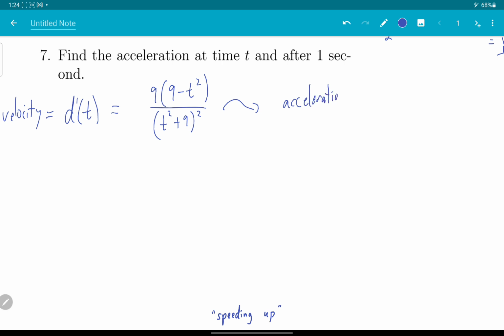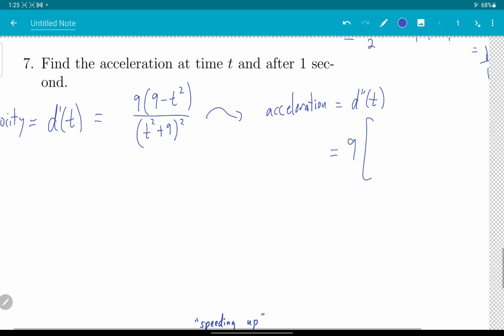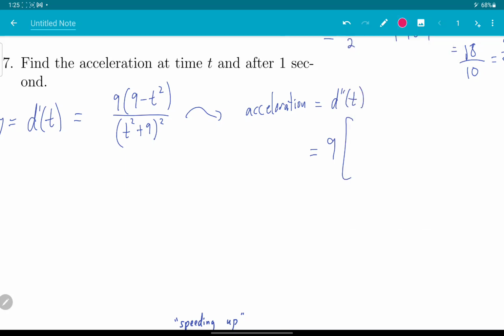Acceleration is d double prime. Okay, this should be fun. Why don't I leave the 9 out front, make a nice big square bracket, and do my quotient rule. Oh la la. So I'm going to call this thing F, this thing G, and jump in here and see what I can see.